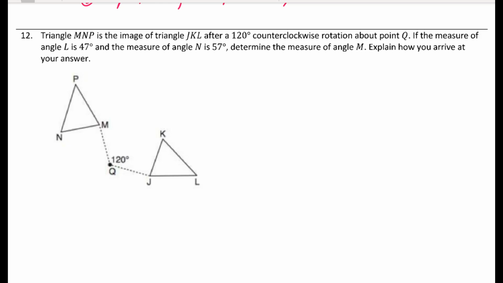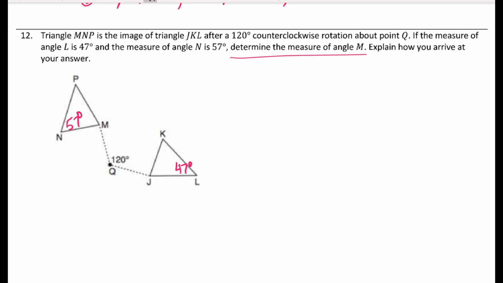So I know these two triangles are congruent because that's rigid motion. It says the measure of angle L is 47 degrees. First thing I'm going to do is label my picture with that. And N is 57 degrees. Determine the measure of angle M. So that's the first thing we're going to do.